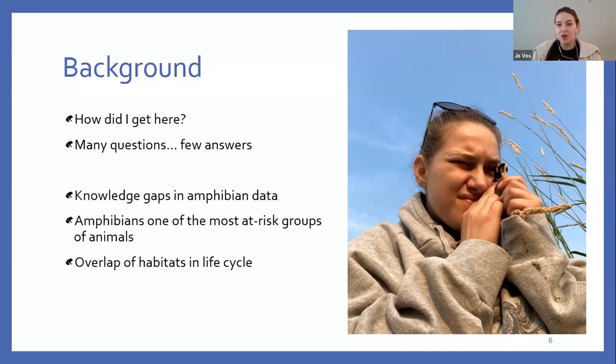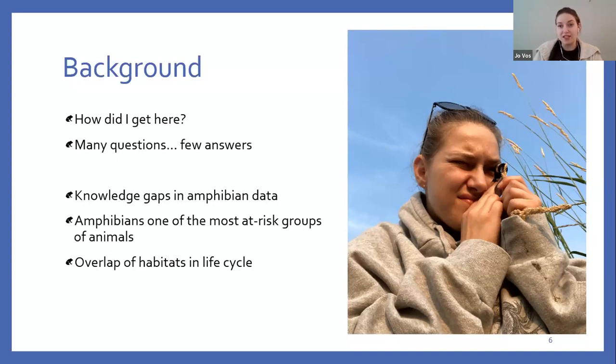There is some published work about amphibians in Alberta, but overall, in the entire world, amphibians are one of the least studied groups. And because of that, there's not a lot known in terms of how many species there are in conservation.